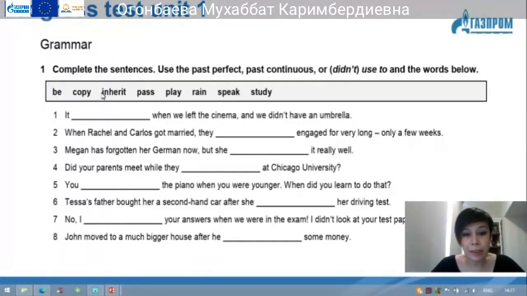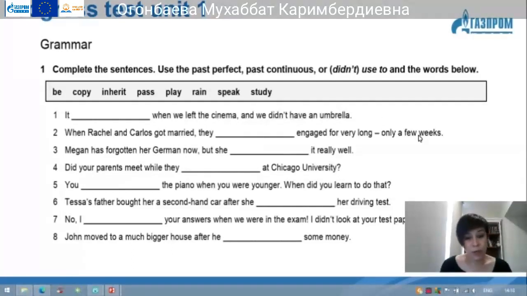So we have to complete sentences using past perfect, past continuous. So let's start. There are some words given to you. We have to complete the sentences using these words. When we left the cinema and we didn't have an umbrella. So 2 actions in the past. One took place after another.